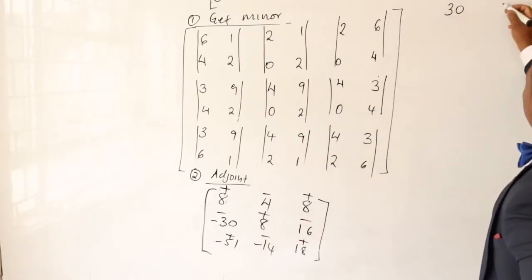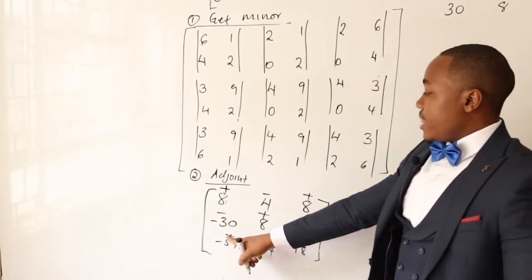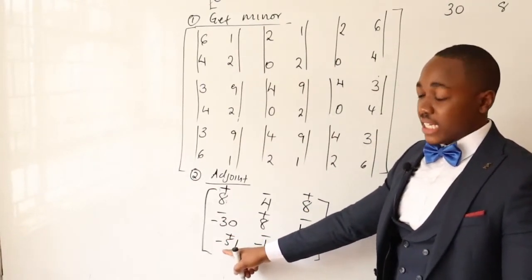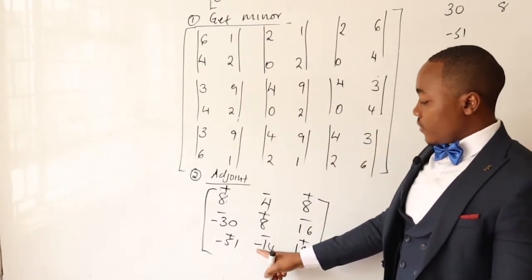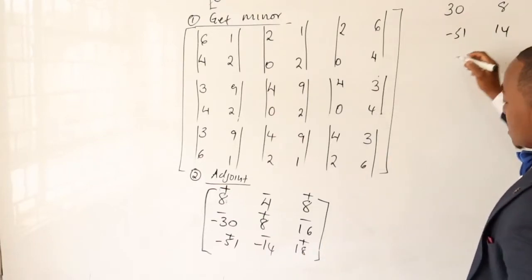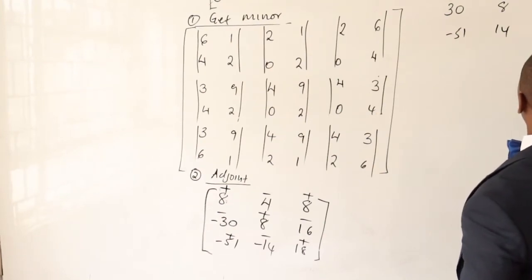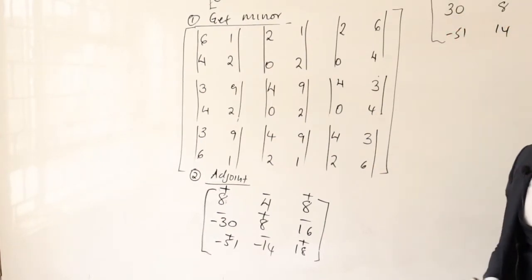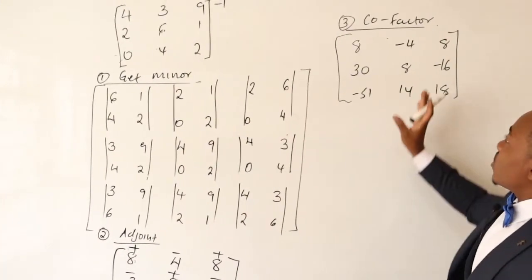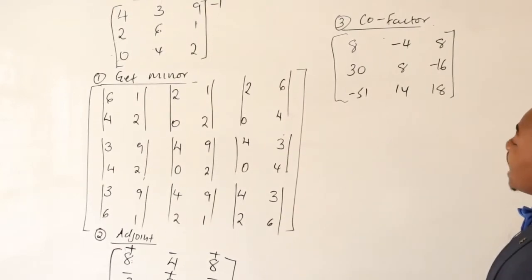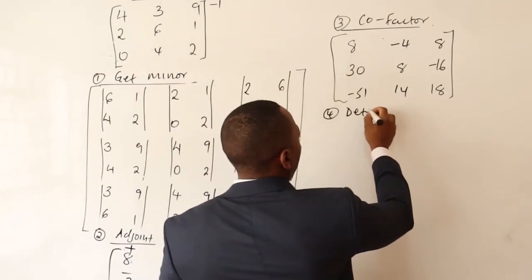Here we have 8. It would be negative 16. This is positive, negative, so it will be a negative. So it's negative 51, and negative negative becomes a positive, so it will be 14, which is positive. And lastly 8, which will be a positive. Like that. So that's how we get the cofactor. We have used the adjoint to get the cofactor. Then after that, we can determine our determinant. Step number 4, you compute the determinant.